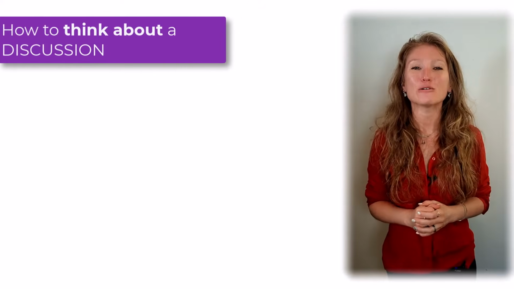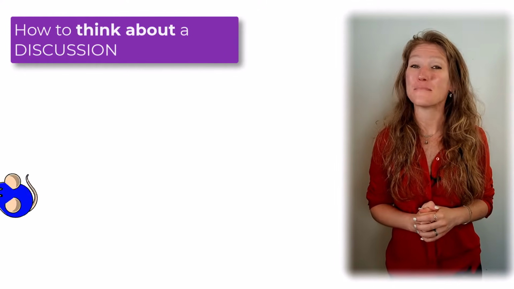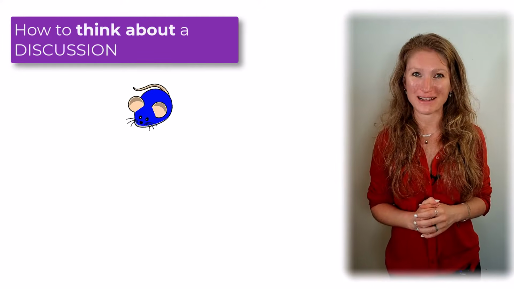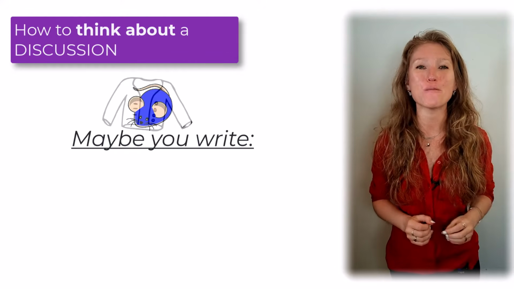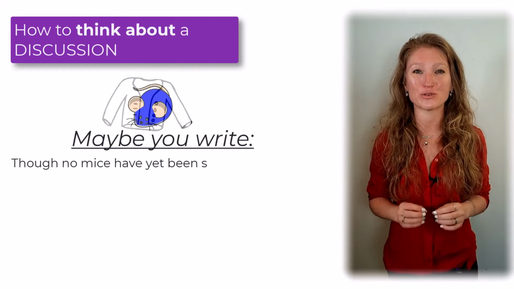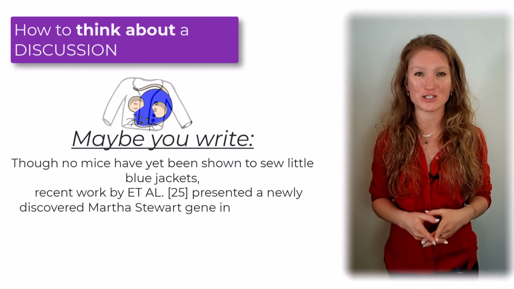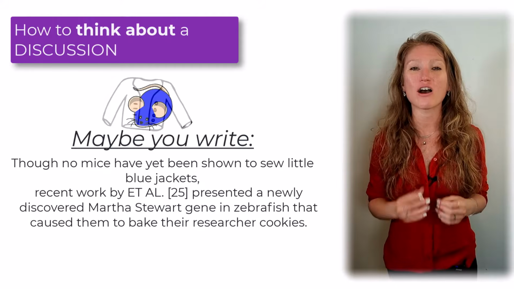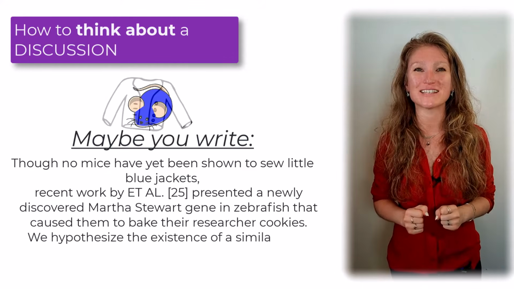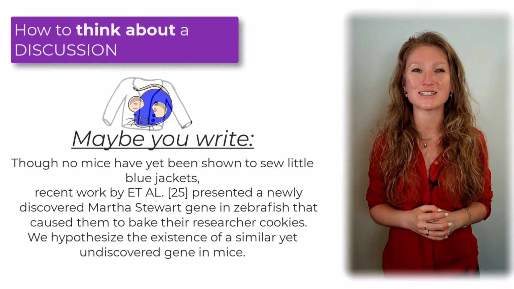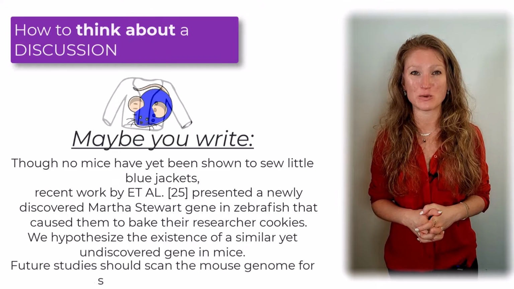Now, let's talk about two more key parts of the discussion section, and we're going to do that using that mouse who has sewn himself a little blue jacket. We might talk about this mouse using a sentence like, though no mice have yet been sewn to show little blue jackets, recent work by et al. presented a newly discovered Martha Stewart gene in zebrafish that caused the zebrafish to bake their researcher cookies. We hypothesize the existence of a similar yet undiscovered gene in mice. Future studies should scan the mouse genome for sequence similarities.